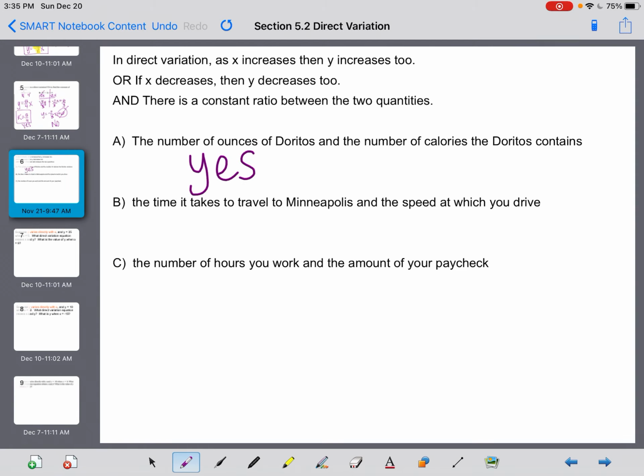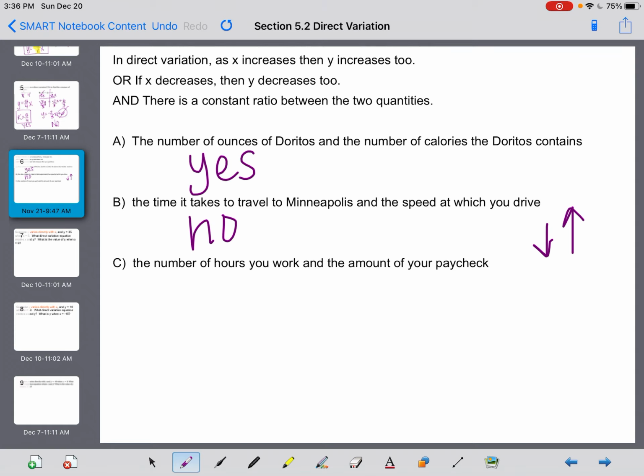Letter B, the time it takes to travel to Minneapolis and the speed at which you drive. Okay, if you think about it, the faster that we drive, the less time it's going to take. So those are actually going opposite directions, which means this one is not a direct variation.